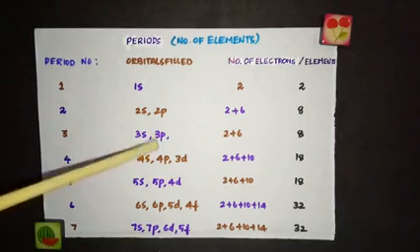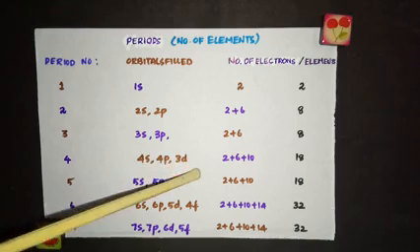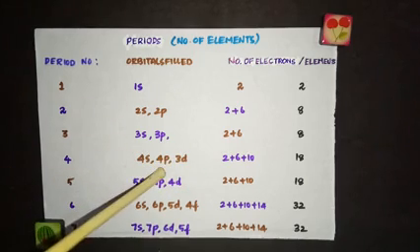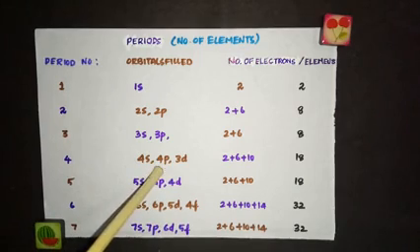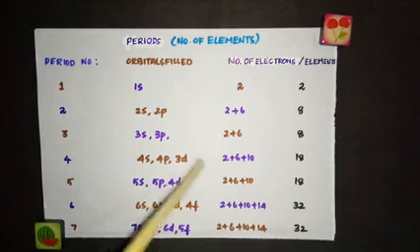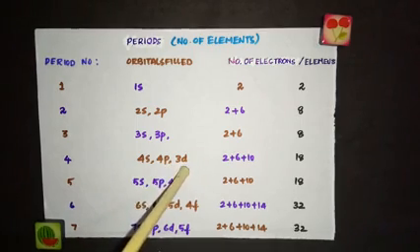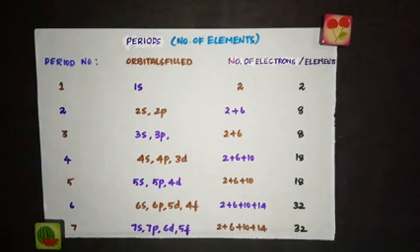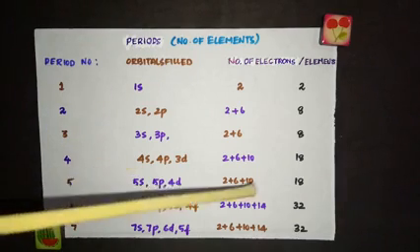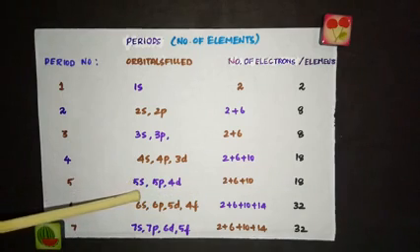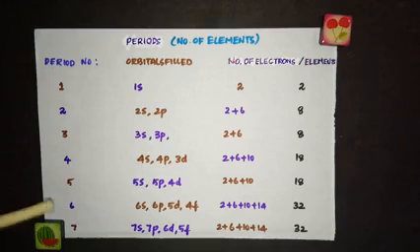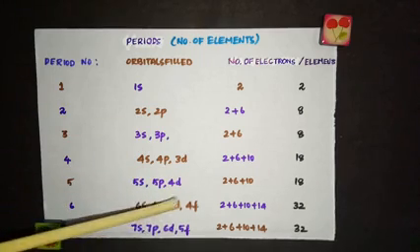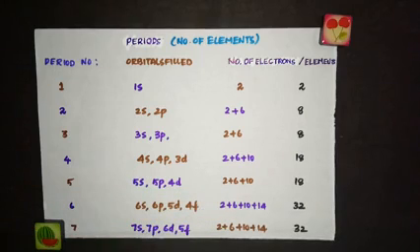In the fourth period, the orbitals filled are 4s, 4p, 3d. So 4s, 2 electrons, and in 4p there could be 6 electrons, because 3 orbitals are possible, and in 3d we have 5 orbitals, so 5 2s are 10. So totally we have 18 electrons, so there could be 18 elements in the fourth period. In the fifth period also we have 18 elements, because what is filled? 5s, 5p, 4d. And in the sixth period, 6s, 6p, 5d and 4f are filled, and so we have 32 elements. Same way in the seventh period we have 32 elements.